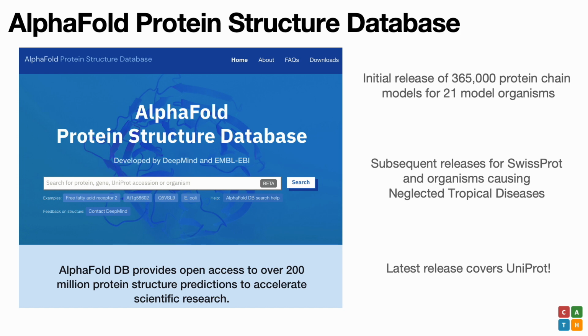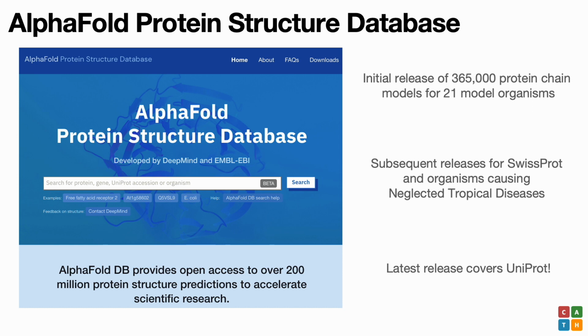So their initial release covered 365,000 protein chain models for 21 model organisms. And then they had subsequent releases for very interesting subsets, sub-datasets such as SwissProt and organisms causing neglected tropical diseases. But the latest release covers UniProt. So this has been a very interesting challenge for us on how to tackle this data.